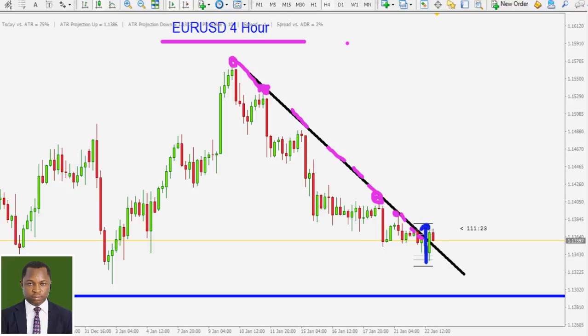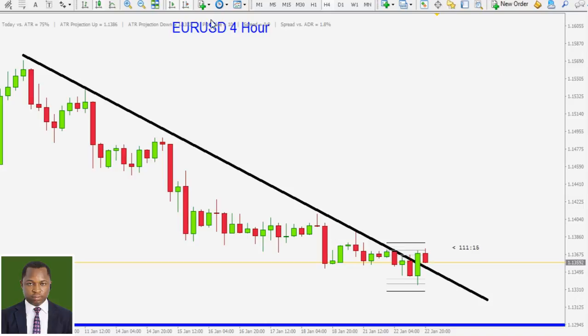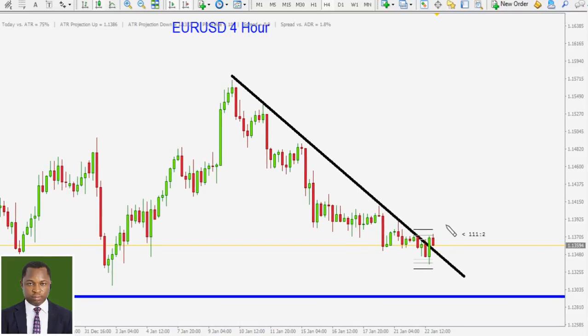It seems we are having the pullback to that level. I am hoping that price is going to remain above that level, is going to stay on top of that level. What we are going to be seeing is a possible bounce to the upside. If that level is actually broken and we don't have a fake breakout, then for the euro against the American dollar, we are likely going to be seeing a push to the upside. Well, this is still a very risky trade for risk takers.